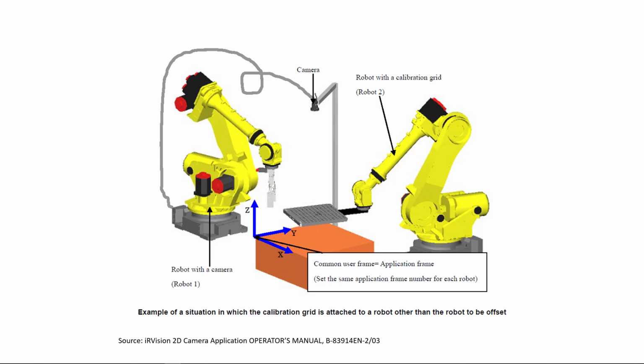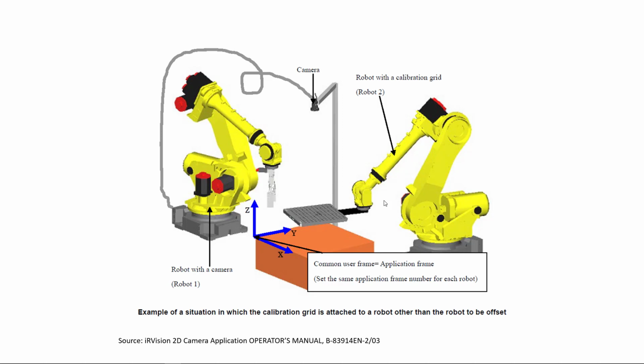If you have seen part 1 of this video, I showed you how to configure iRVision 2D for this particular configuration where we have two robots. In this case, robot 1 is the one that has the iRVision 2D option package installed, and also is the one that has the camera connected to it, and robot 2 is the one that holds the calibration grid.